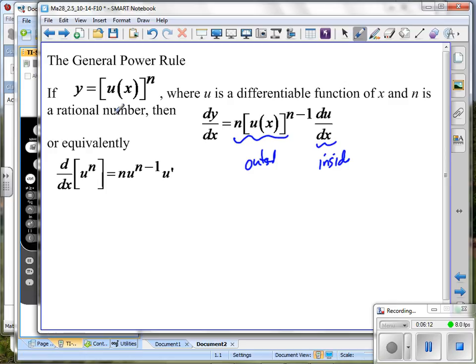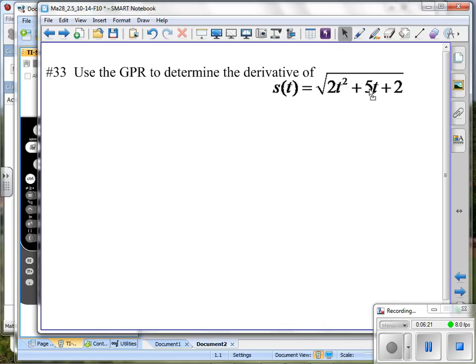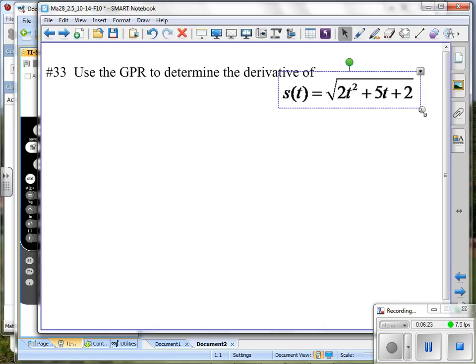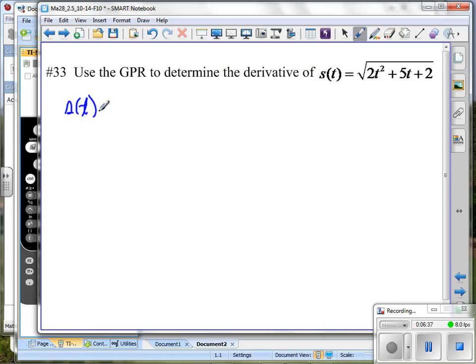Well, let's just practice. Have some fun practicing here. This one said use the general power rule. Well, yeah, okay, whatever. Okay. First thing we have to do, well, maybe the second thing we have to do, first thing I'm going to do is I'm just going to rewrite this.